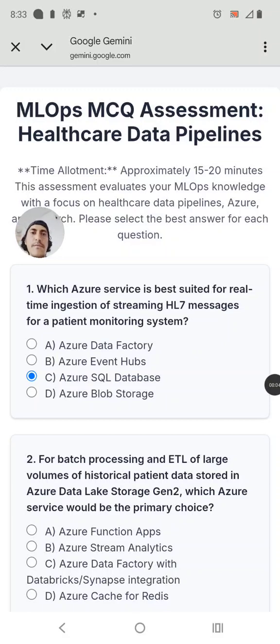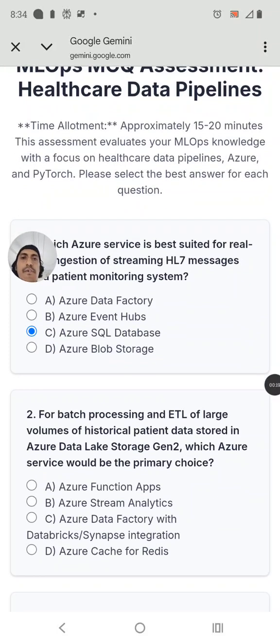Just created an MCQ assessment for MLOps for healthcare data pipelines. So, this is an MCQ assessment for MLOps. For instance, it is mostly for Azure healthcare data pipelines, Azure and PyTorch. These are the questions, like the syllabus for the questions, the topics for the questions.